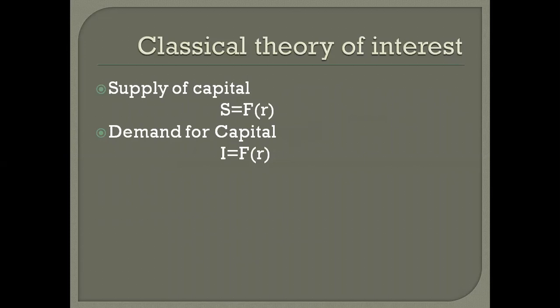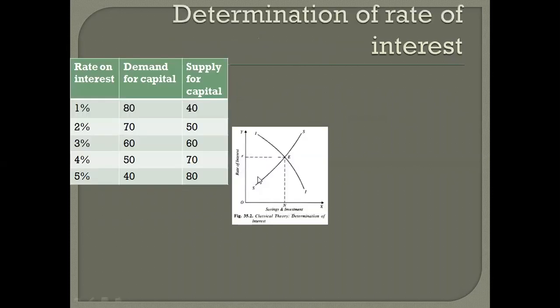So investment I is equal to F function of R. Investment is an inverse function of rate of interest. It means higher the rate of interest, lesser may be the demand for the capital, lesser may be the investment. On the other hand, if rate of interest is lower, in that case you demand more. We express this thing with the help of this table and diagram.